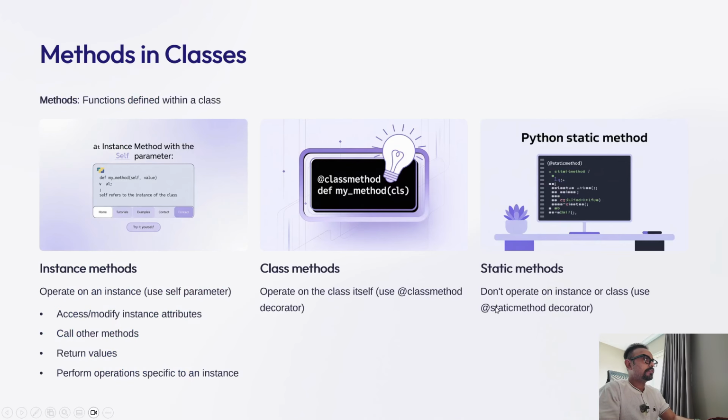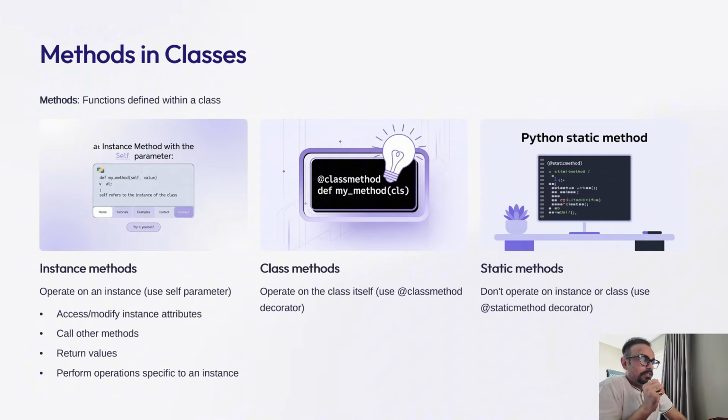Now, the most common type that we usually use in classes is the instance method, which is going to operate on specific instances of a class, and it is going to take self as its first parameter. I hope you remember that in our previous example we were using self.make, self.year. Those are the self parameters that we were defining.